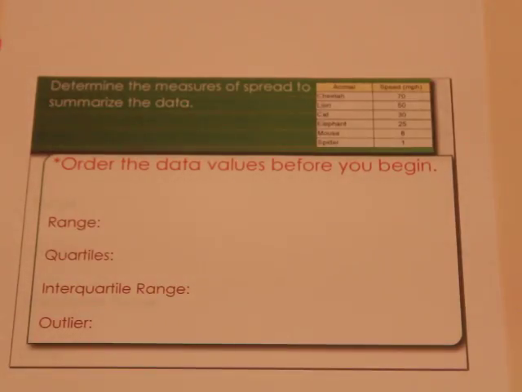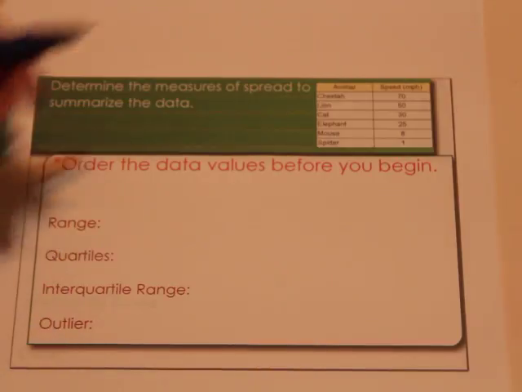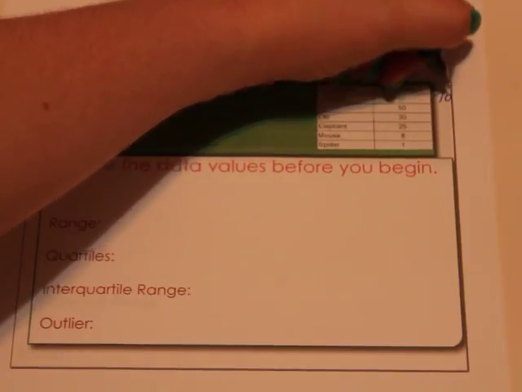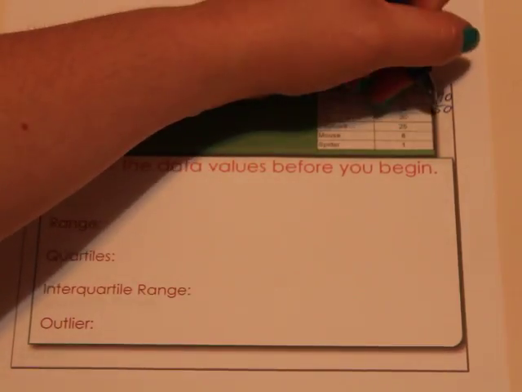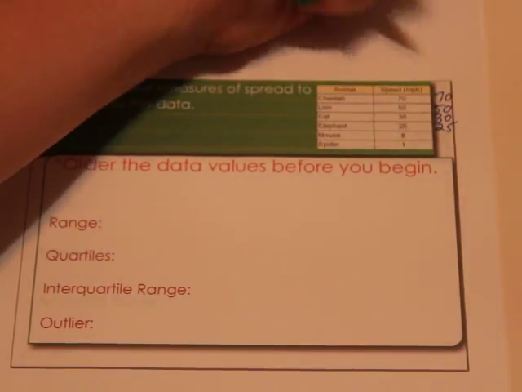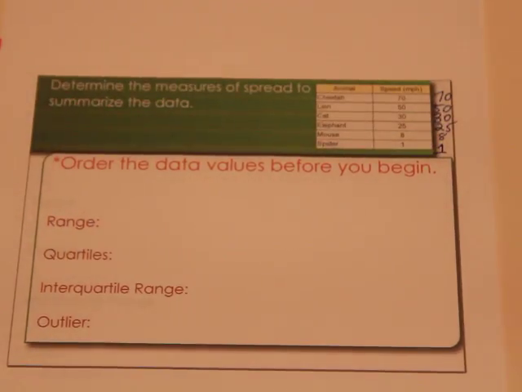Okay, here's our first example. It says, determine the measures of spread to summarize the data. And I'll go ahead and write the numbers over here a little bit larger so you can see them. So we're looking at animals and their speeds. Cheetah is 70 miles per hour. Lion is 50 miles per hour. A cat is 30. Elephant is 25. A mouse is 8. And then a spider is 1. Okay. And we have to find the range, the quartiles, the interquartile range, and any outliers.